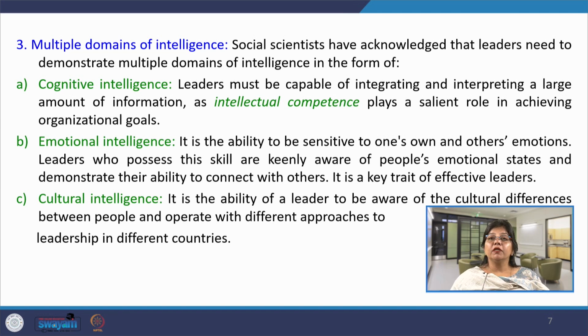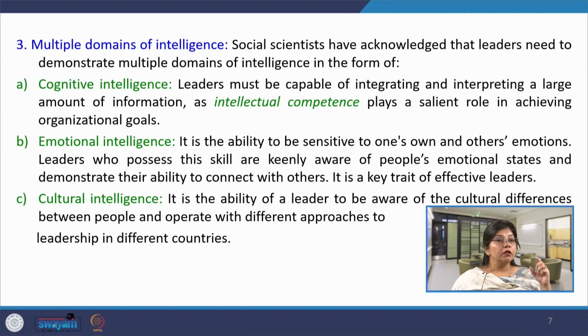It is the ability of a leader to be aware of cultural differences between people and operate with different approaches to leadership in different countries. For example, any employee who has been transferred to a new country with a completely different culture, the leader of that organization in the new country has to play a very important role to understand the culture shock that the new employee must have received while getting transferred or placed to another country, and how that individual employee will adjust in future.